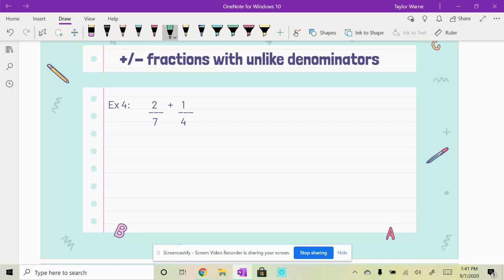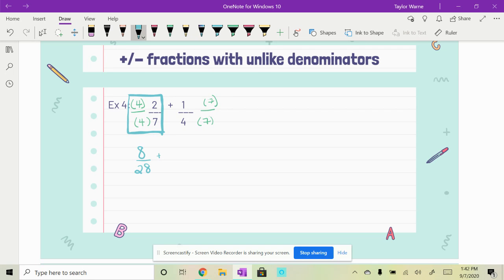Now, the way we get 28 is by multiplying 7 by 4, and we get 4 times 7. Again, we have to multiply our numerators the same, so this becomes 4 in this numerator, and we're going to multiply 1/4 by 7 over 7. So now we're going to look at this one step at a time, so I'm going to focus on this problem here. So we have 4 times 2, which is 8, and 4 times 7, which is 28.